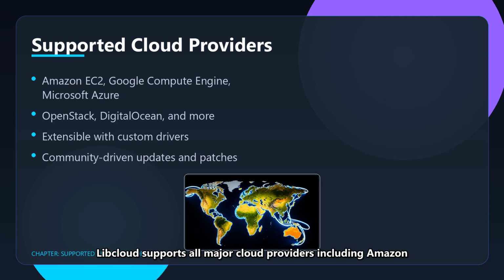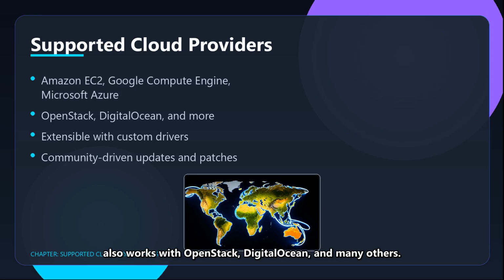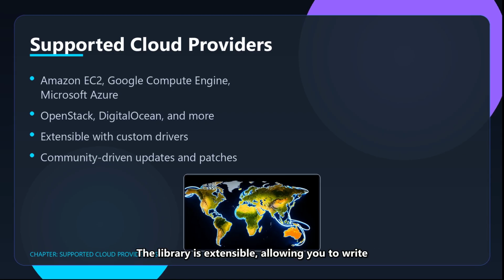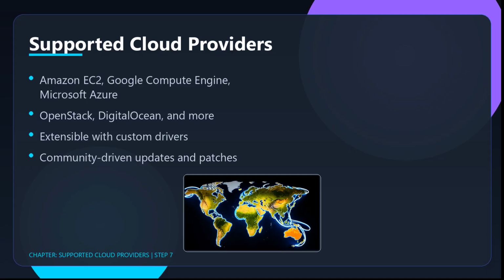Libcloud supports all major cloud providers including Amazon EC2, Google Compute Engine, and Microsoft Azure. It also works with OpenStack, DigitalOcean, and many others. The library is extensible, allowing you to write custom drivers, and is regularly updated by the community.